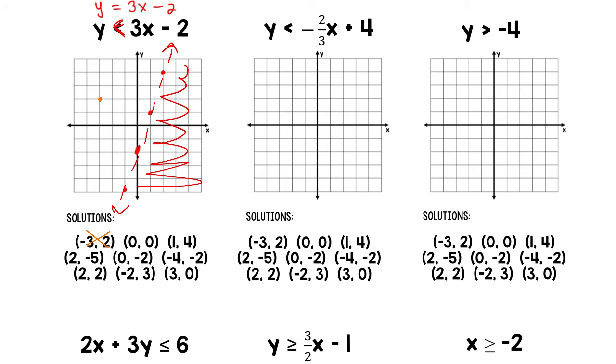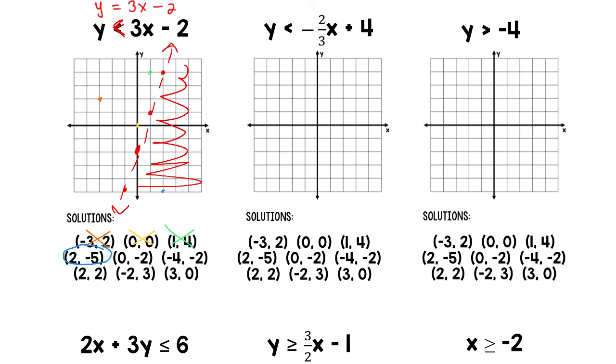Not a solution. 0, 0. Not a solution. 1, 4. No, sir. 2, -5. Yes, it is a solution. There's our first winner.